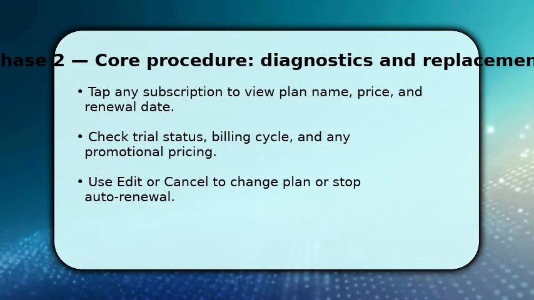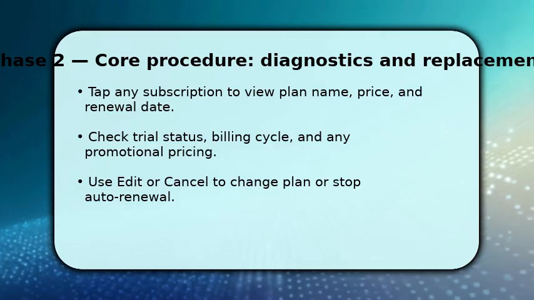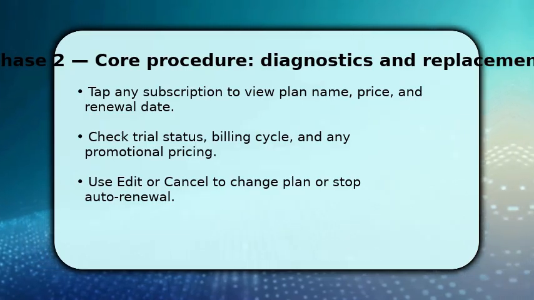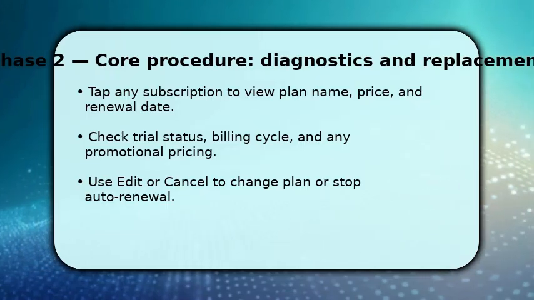Now tap a subscription to open its detail page. You'll see the plan name, price, billing cycle, and the next renewal date. Once you inspect those fields, decide if you want to change tiers or cancel.